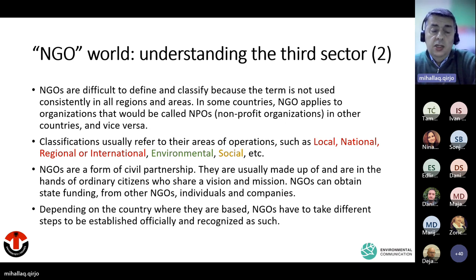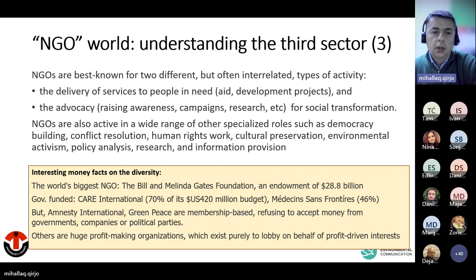So the NGOs are organized on country level, but there are some at the international level, and the country legal framework forms or structures the NGOs. So they are named by the legal framework, and they are structured as each country's legal framework requires. So, two pillars. What the NGOs are doing is delivering services to people in need. And this was the very traditional start of NGOs. We'll see some history facts later on. In this case, they distribute aid, development projects, etc.